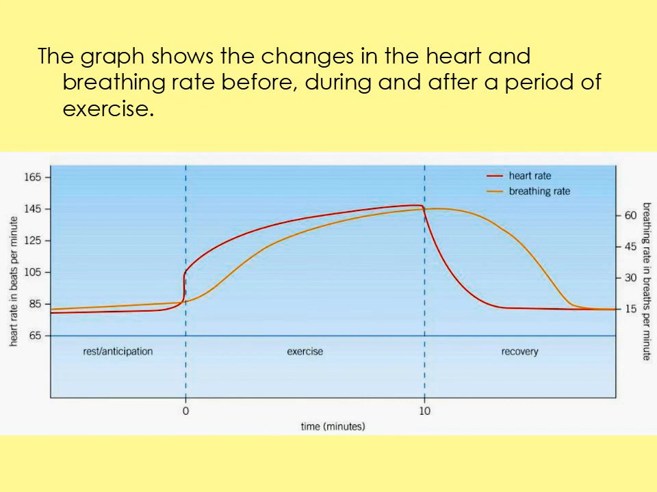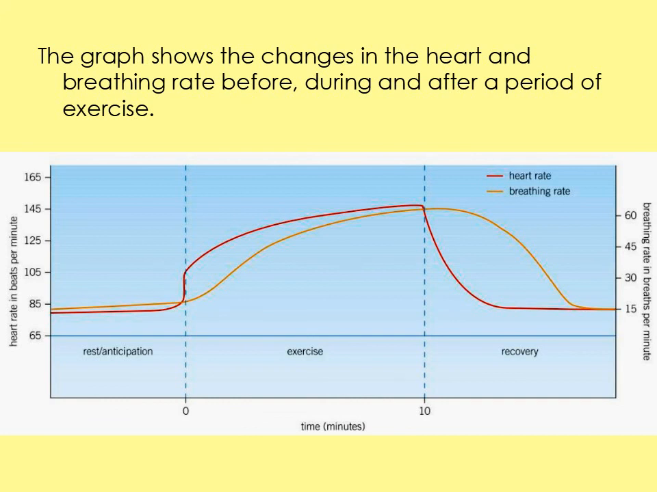This graph shows the changes in the heart and breathing rate before, during, and after a period of exercise. On the y-axis, we have the breathing rate and the heart rate. And on the x-axis, we have the time. I'm going to ask you please to look at the red line, which is representing the heart rate. Before the exercise, the number of beats per minute is at a constant, but it suddenly increases when you start exercising.